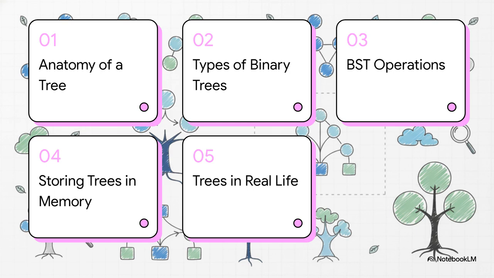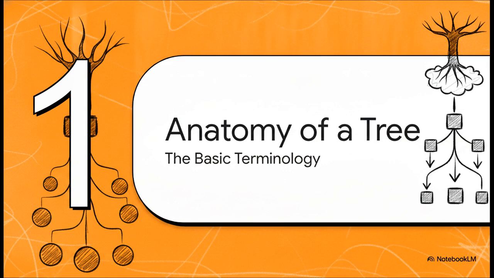So here's our roadmap for today. We'll start with the anatomy of a tree, explore the different types of binary trees, check out binary search tree operations, figure out how we actually store these trees in memory, and wrap up by looking at trees in real life. All right, let's jump right into Section 1, the anatomy of a tree and basic terminology.